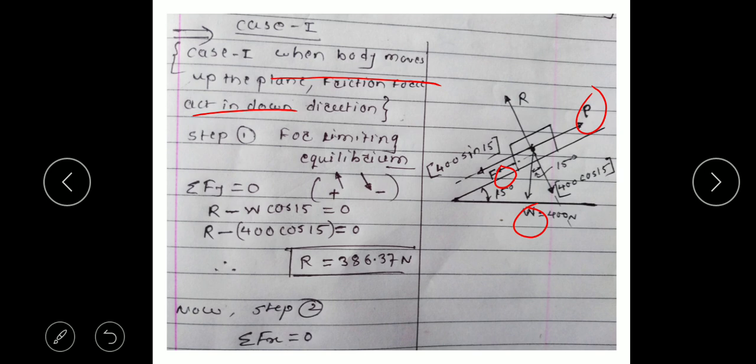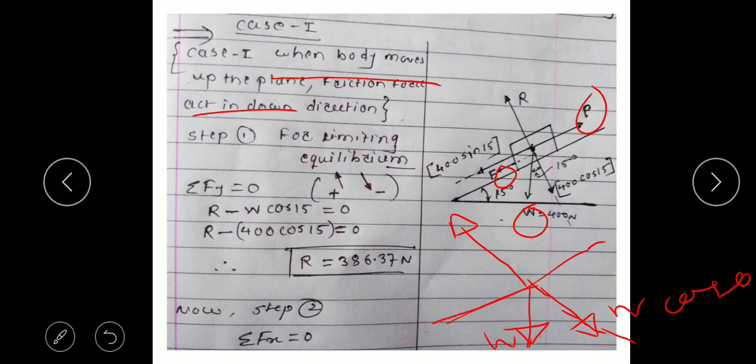Again I show you, this is the R component perpendicular to the plane, this is the W component acting downward, so we need to extend this R component line. This is W, so this is W cos theta, and this component parallel to the inclined plane will be W sine theta. This is the simple one.